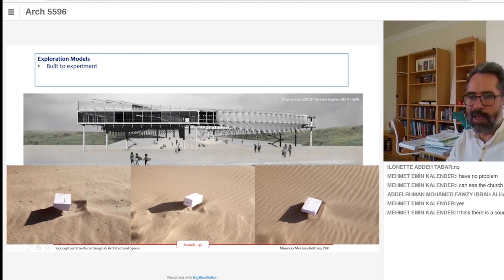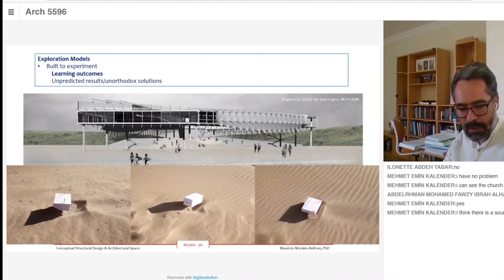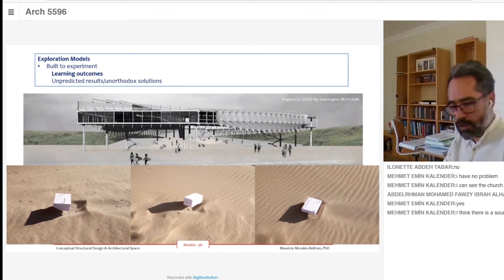So at the end, we realized that this was the shape, the first one, that is most likely to create this type of dunes, and that is the shape that at the end is applied in this project. One of the things, and that's why I like these types of models, is that you always end up with unpredictable results and you follow unorthodox solutions, which, again, is my own approach to many things in architecture. So I'm going to stop here.